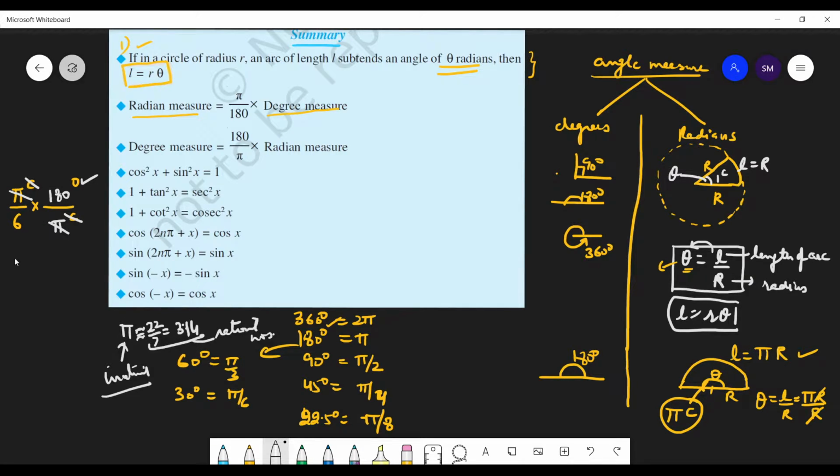So this pi also cancels out, and what do you get? We were finding the value of pi by 6 in degrees. So now 6 times 1 and 30. So 30 degrees is the answer.